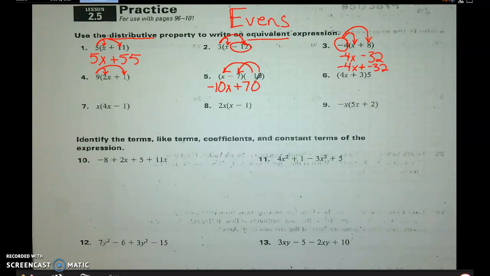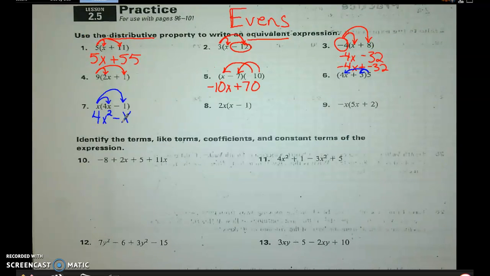70. Number 6, working the same way. I'm going to change colors just so it doesn't get mixed up with the one above it. But 5, going to distribute it. 5 times 4x. 5 times 3. Number 7, going to distribute x times 4x, x times negative 1. Okay, we do x times 4x. That's going to end up, when I have an x times an x, that gives me x squared. Okay, minus x times 1 gives me x.